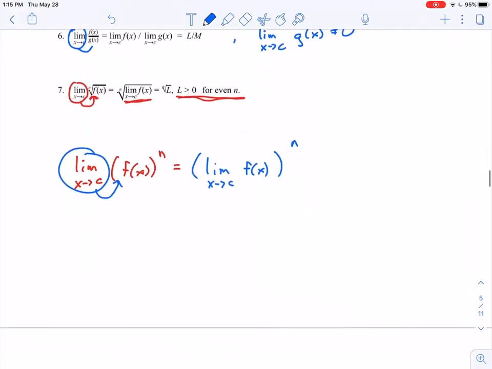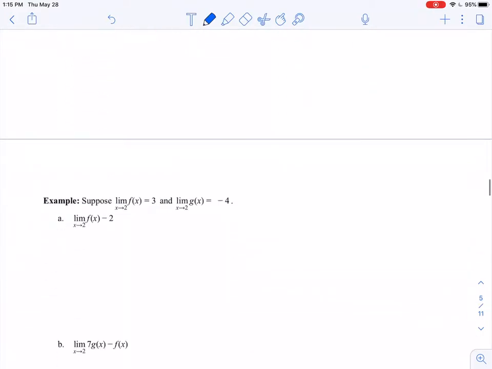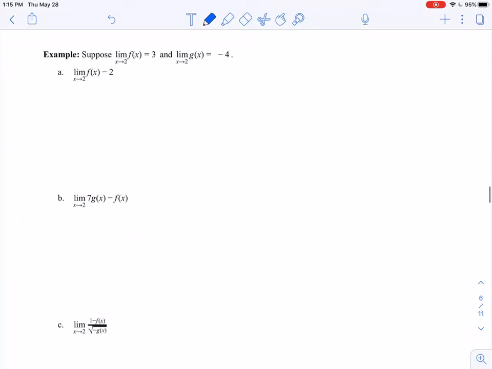So let's look at some examples here. Here I have the limit as x approaches 2 of f of x equals 3, and the limit as x approaches 2 of g of x is equal to negative 4. Now notice I don't actually know what f of x or g of x even look like. I just know the value of the limit at 2. That's the only thing I know. So everything else I have to do has to rely on those limit properties that we just talked about on the last page.